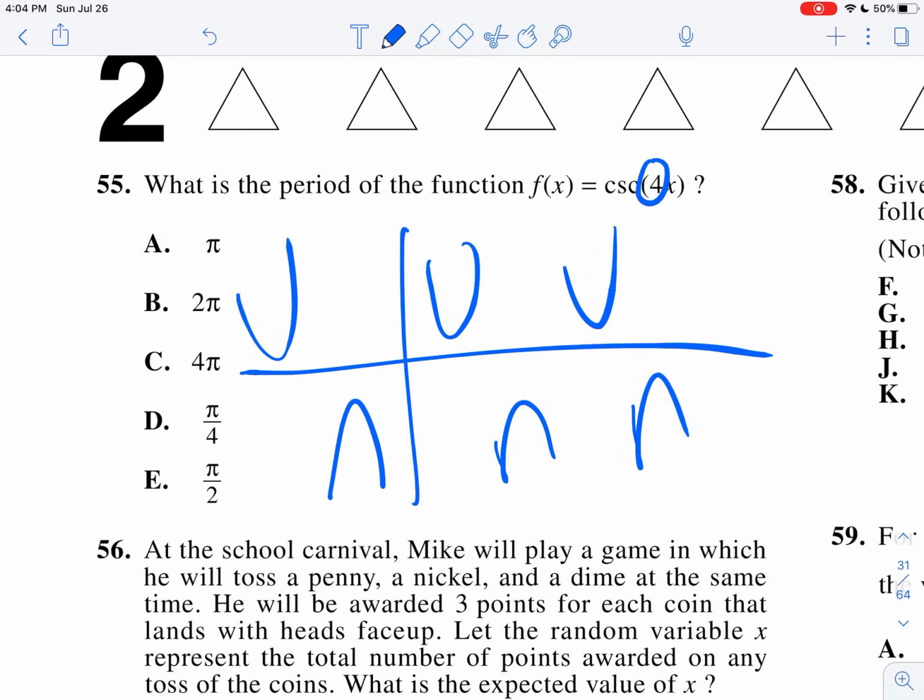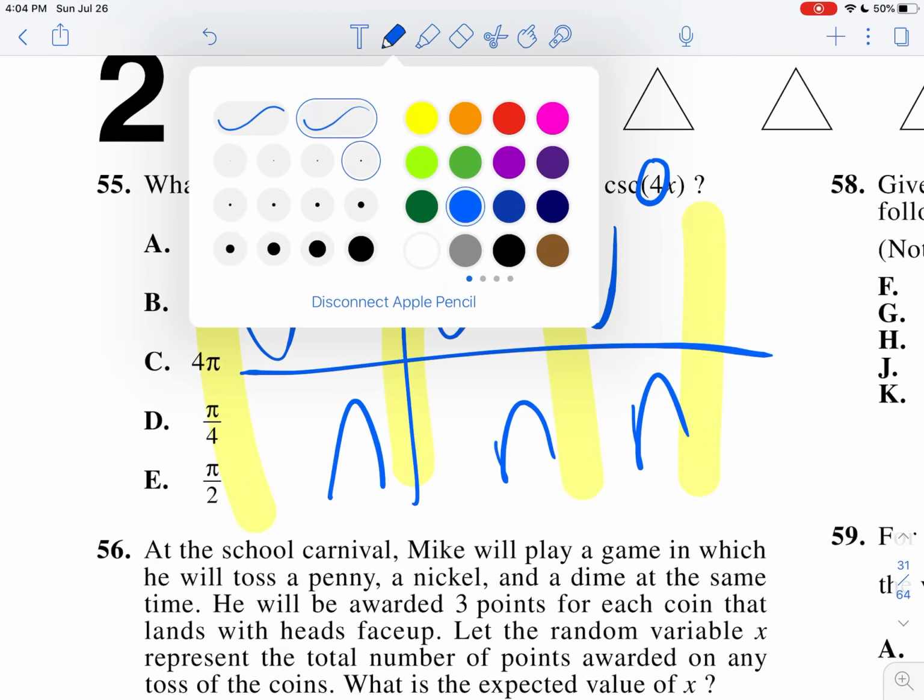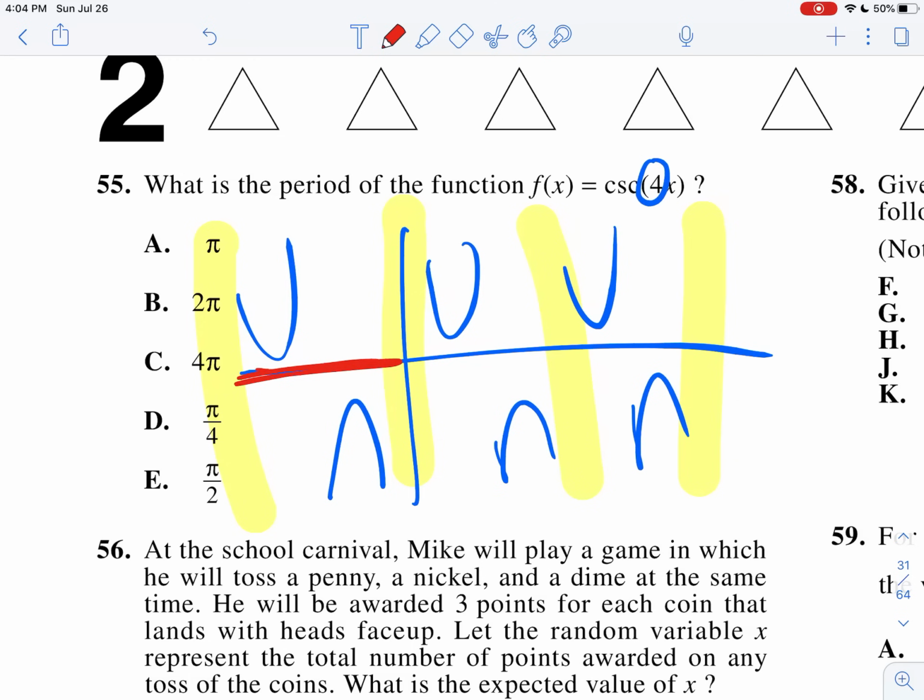And you know what a period is, right? Basically you have a repetition. After every yellow line, there's a repetition. So this distance right here of one cycle, that's a period.